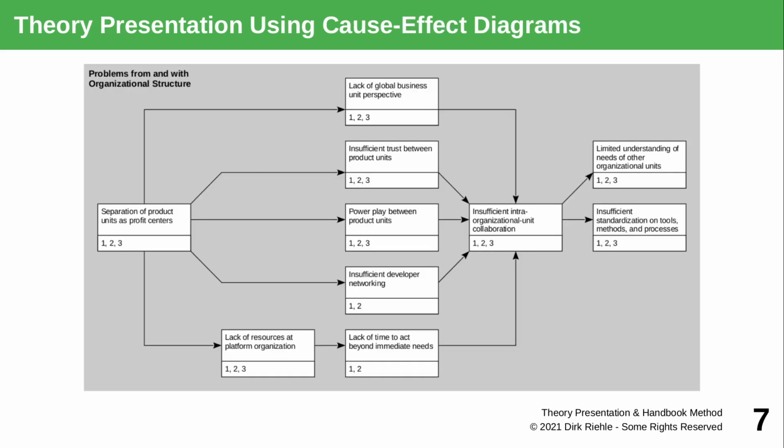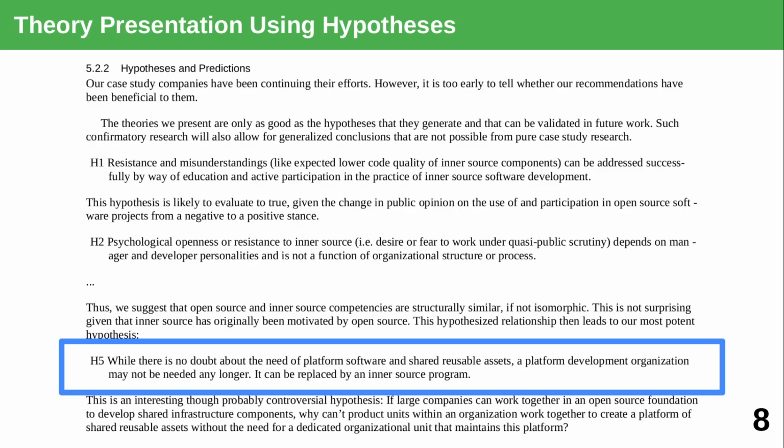For that reason, for illustration purposes, we often use diagrams. Here, for example, using one of my research papers as an example, we use cause and effect diagrams. So we have some cause and we have some effect, and we annotated it with the empirical data that made us hypothesize that relationship, and so forth. So we use interesting diagrams to more succinctly communicate our theories.